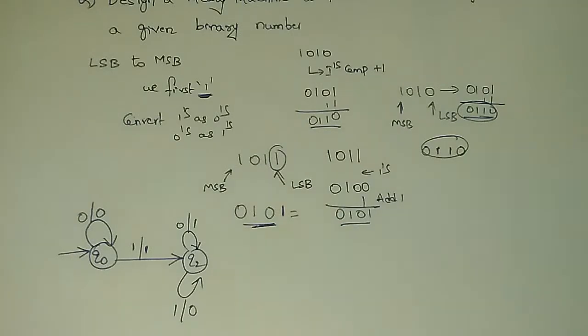So the matter is very clear. We should go from LSB to MSB and check whether the first one is encountered or not. Whenever the first one is encountered, we should not change that one, and the remaining zeros are converted to ones and the remaining ones are converted to zeros. So this is the exact difference between a Moore machine and a Mealy machine. Let's solve different examples on these Moore and Mealy machines. Later on we'll go for conversion of Moore to Mealy and Mealy to Moore.